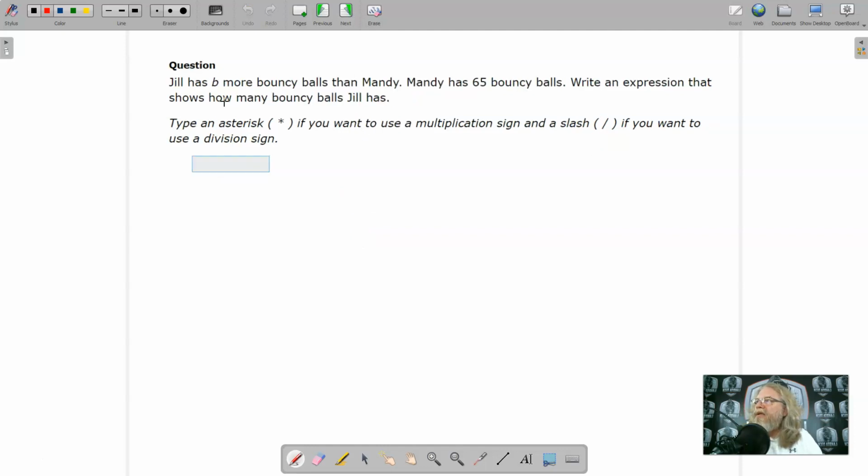Looking at the next one, Jill has, what's with the bouncy ball questions? Boy, I didn't mean to pick so many of them. Jill has B more bouncy balls than Mandy. Mandy has 65 bouncy balls. Write an expression that shows how many bouncy balls Jill has.